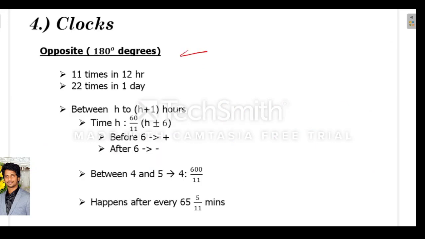And next is opposite, 180 degrees. So it means the angle between the minutes hand and hours hand will be 180. The same concept, it happens 11 times in 12 hours and 22 times in a day. So between any time, like between 2 or 3, or between h and h plus 1 hours, this is the formula: h is to 60 by 11 into h plus or minus 6. So at this time the angle between the minutes hand and hours hand will be 180 degrees.